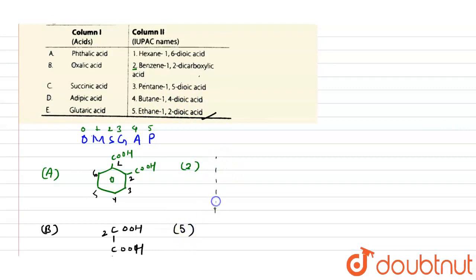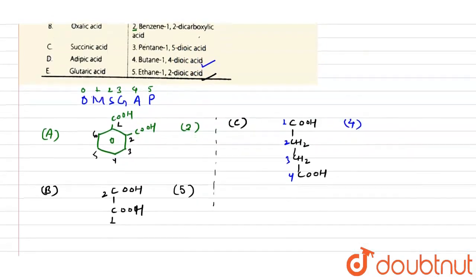Now what about this C? In C we have succinic acid. So succinic means S, and S has 2 carbon in between the 2 carboxylic acids. So we will have 2 carbon as CH2, CH2, after that COOH. And if the counting starts from here, then 1, 2, 3, 4. 4 carbon is there, so butane. So butane 1,4-dioic acid, in the 1 and 4 positions we have the acid groups. So that is matching with option number 4.